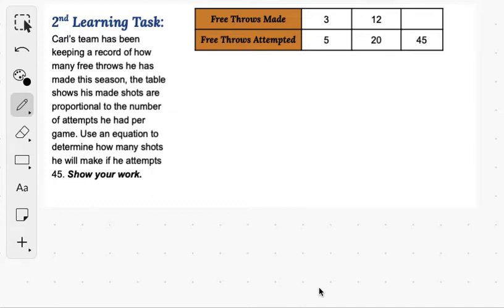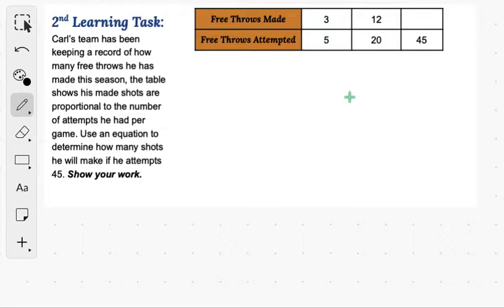We're going to go over this problem right here. Let's read it out loud. Carl's team has been keeping a record of how many free throws he has made this season. The table shows his made shots are proportional to the number of attempts he had per game. Use an equation to determine how many shots he will make if he attempts 45.